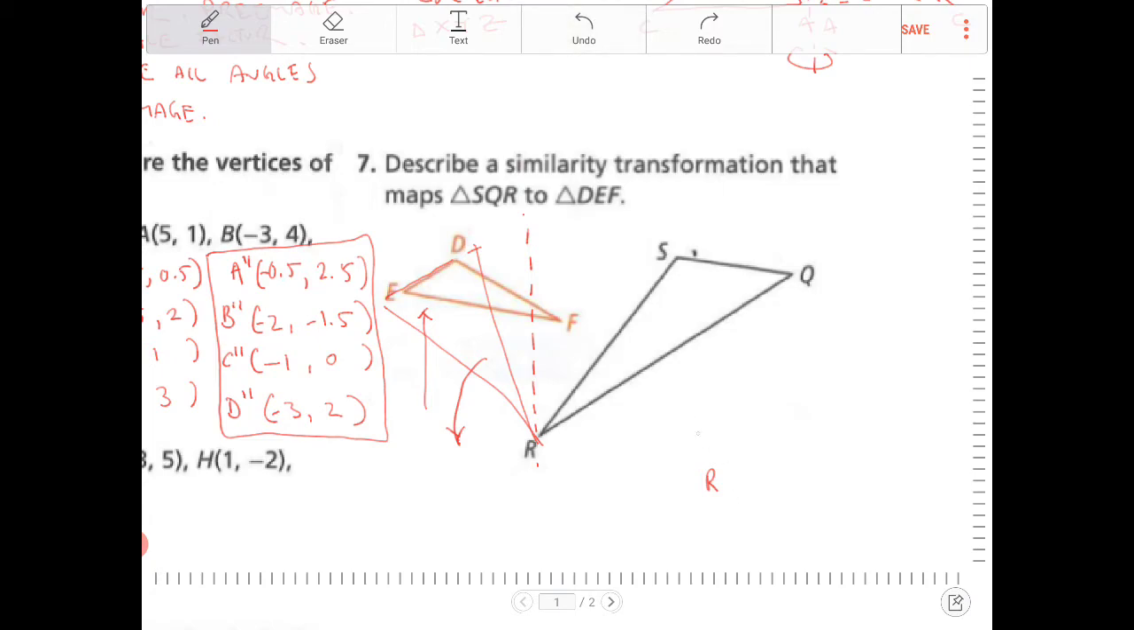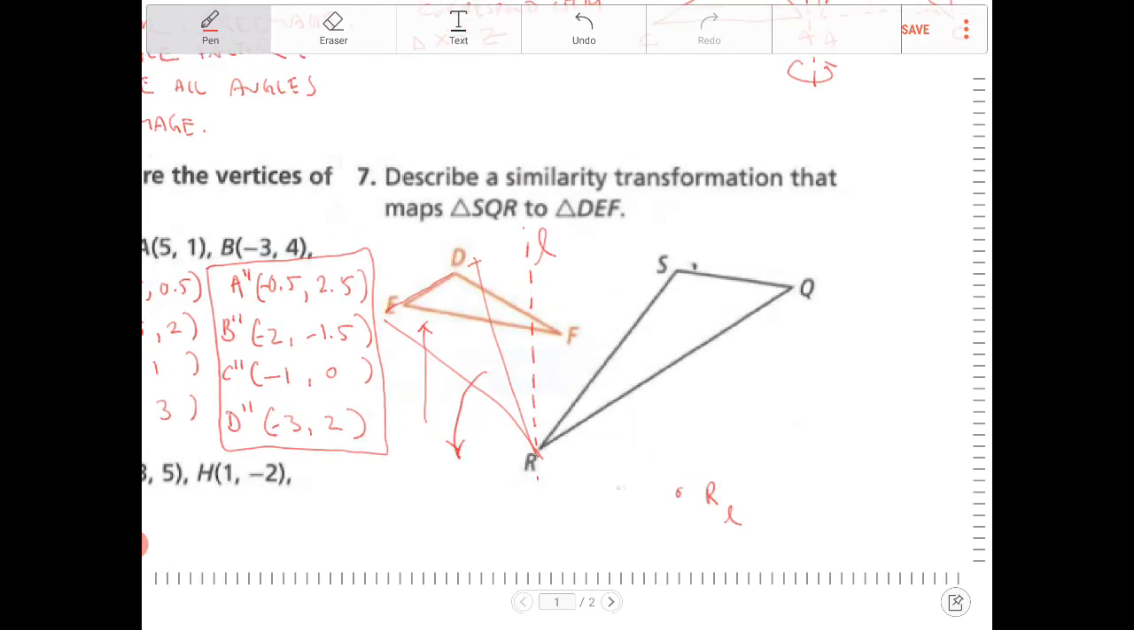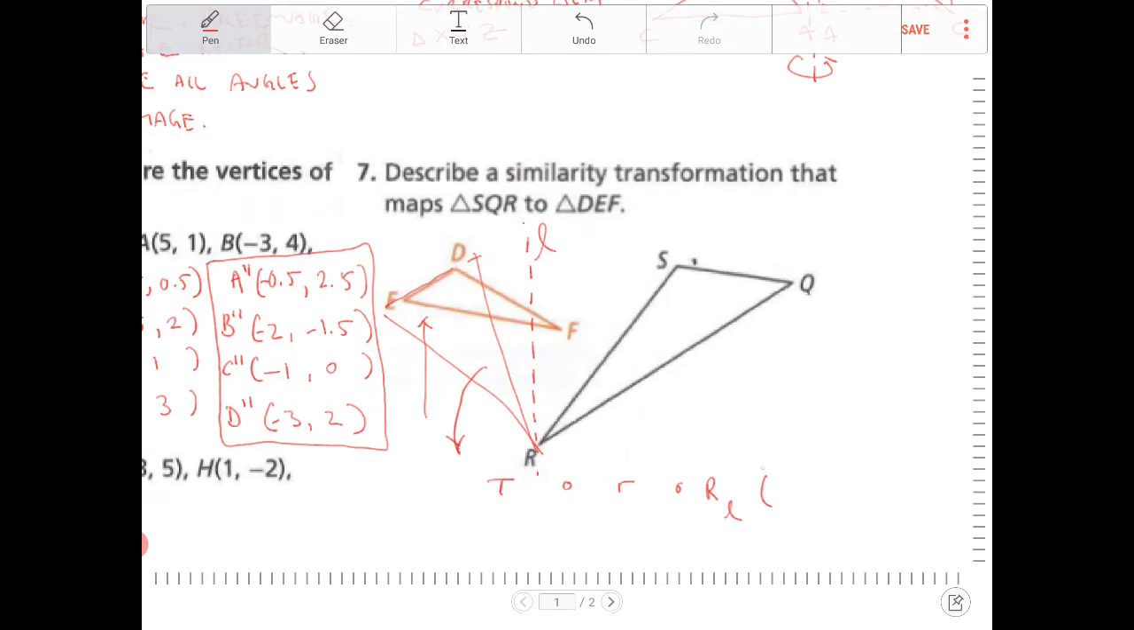So we're going to reflect over, let's call this L. Reflect over L. And then it's hard to specify a rotation of how much, though, right? Because there's no real measurement being offered here. But it's going to be a reflection, then a rotation, and then a translation of SQR.